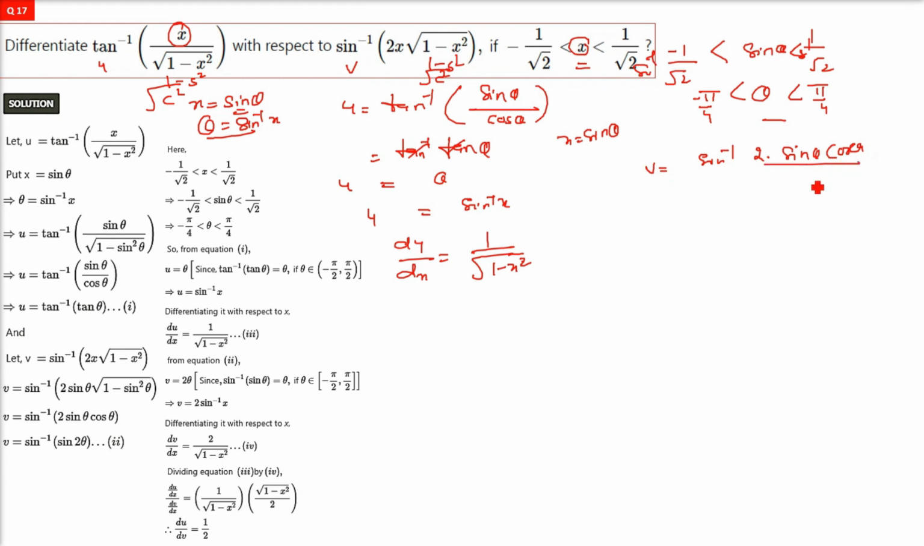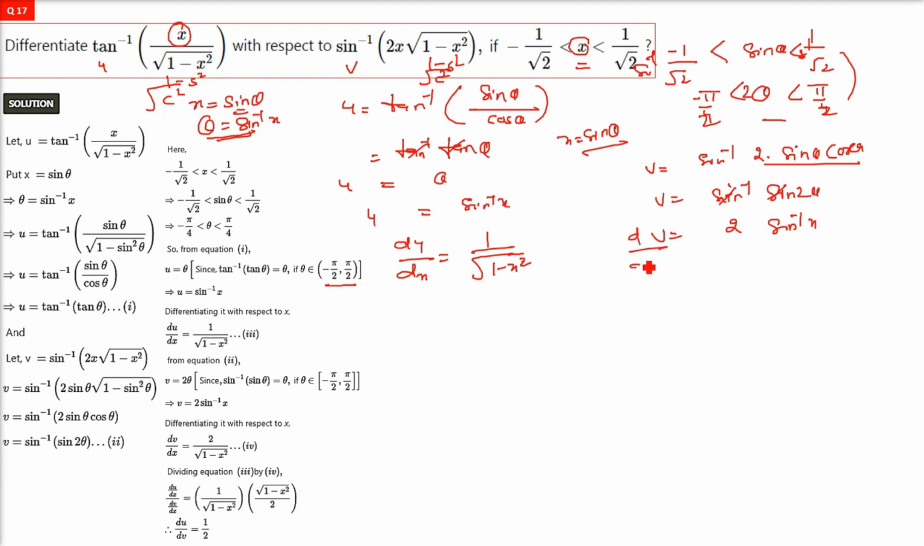2 sine theta cos theta, so it is sine 2 theta. Sine inverse sine 2 theta. Now you can just cancel this sine inverse and sine. If you make it as 2 theta, it will be minus pi by 2 and pi by 2. That is in our range. So this gets cancelled. You have 2 theta. 2 theta is, from here, sine inverse x, so it is twice of sine inverse x.